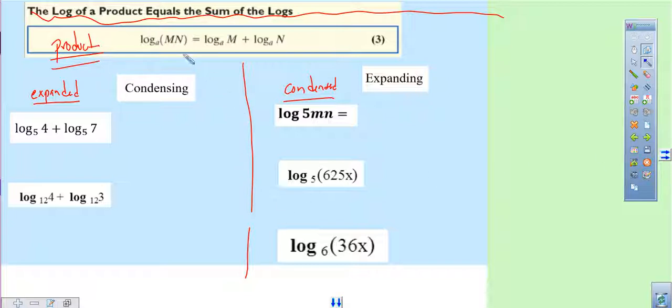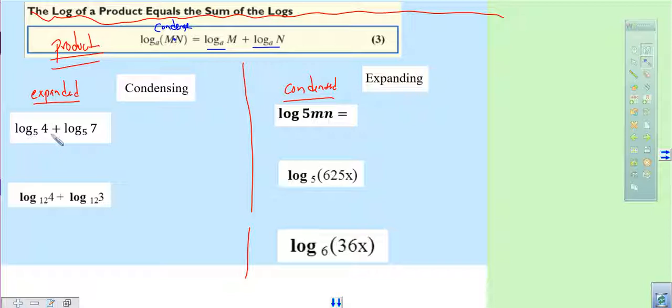In the product rule, remember that if we're in condensed form, that means you have one log statement and the two arguments are separated by multiplication. You take that one logarithm and change the multiplication to addition. Then you have two log statements coming from the one. You expand it.